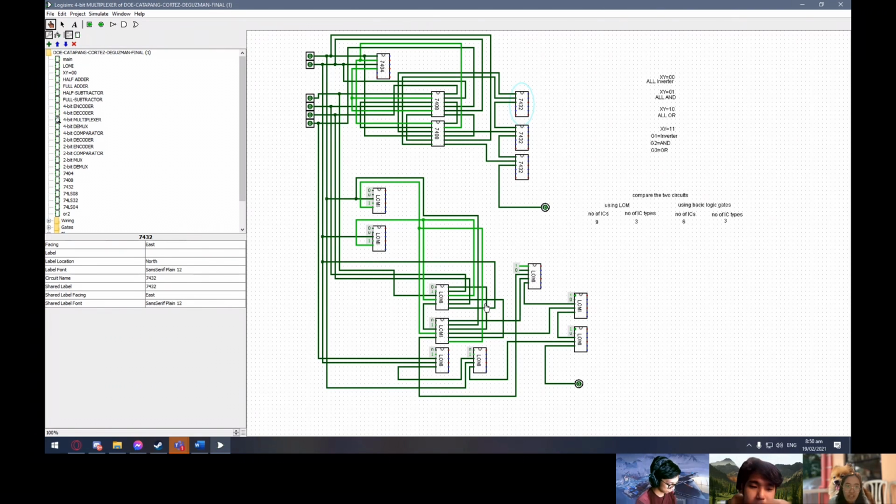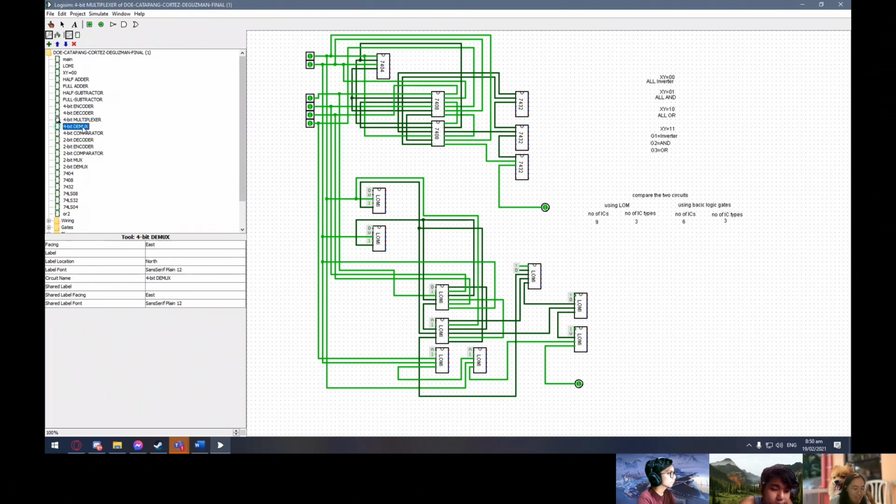So if we're going to click one of the inputs, another one. Yeah. So that's how, as you can see, both of the circuits have the same output.